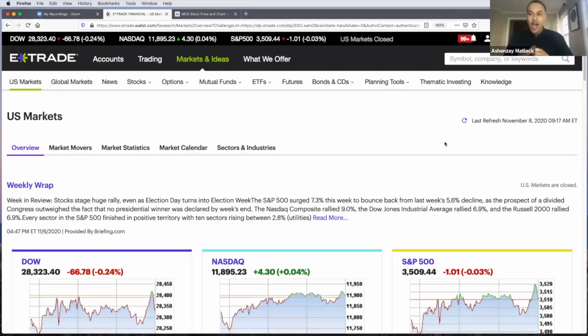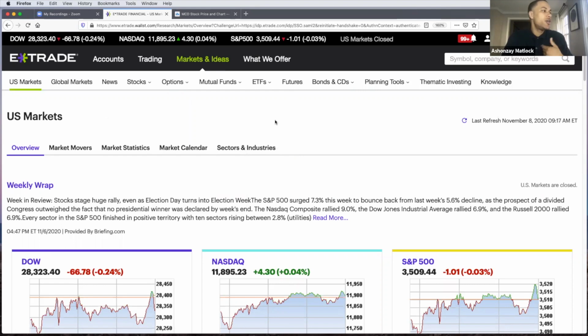So without further ado, guys, we're gonna get right into the E-Trade option strategy analyzer. All right, family, so we are now in E-Trade, right? So when you get into E-Trade, what you want to do is go to markets and ideas. You'll click on this button at the top. It'll bring you to this page, and you'll have all these options that you have available.